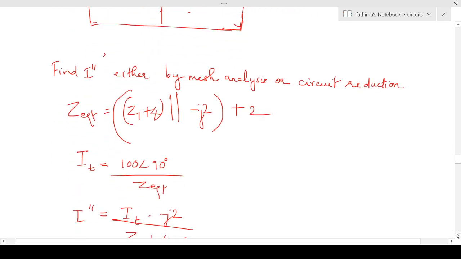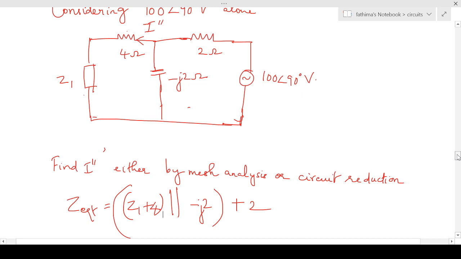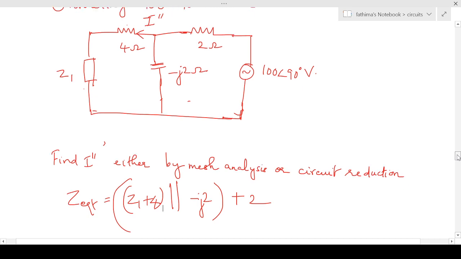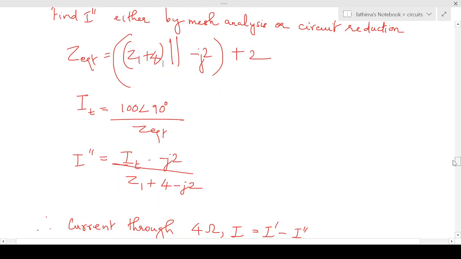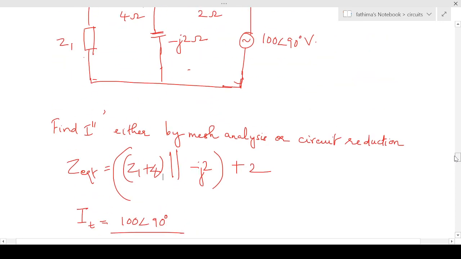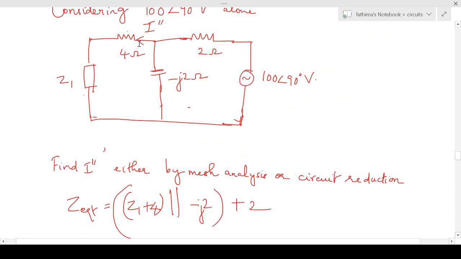So Z equivalent is Z1 plus 4 into minus j2 divided by Z1 plus 4 minus j2, plus 2. To find the total current, the voltage is 100 angle 90, so 100 angle 90 divided by Z equivalent gives the total current flowing through the circuit. Now we have to calculate I double dash, which is the current flowing through this particular resistance. That will be equal to the total current into the impedance of the other branch, that is minus j2, divided by the total impedance Z1 plus 4 minus j2.